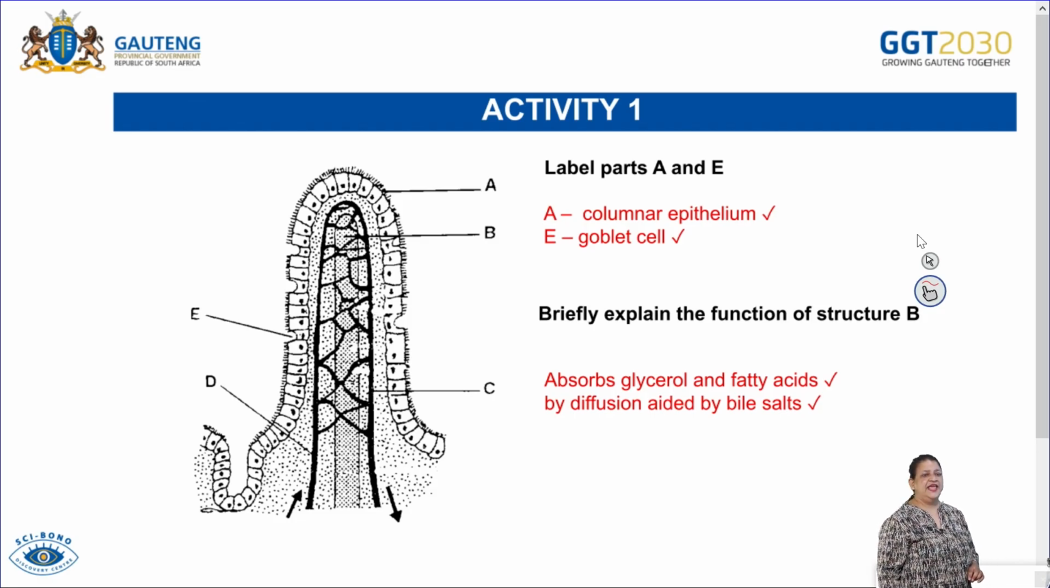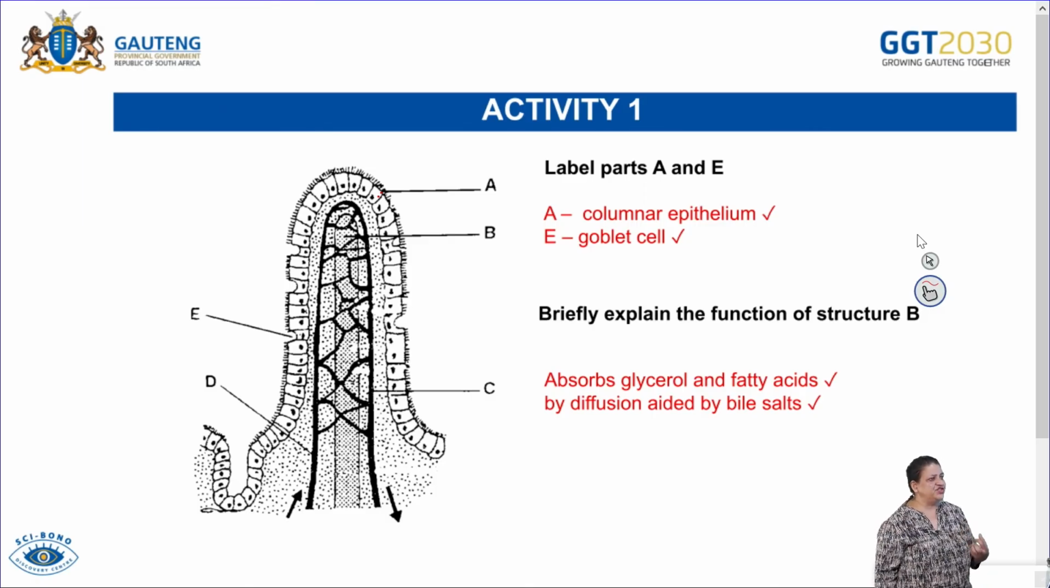Label parts A and E. A is what? Now A here can be pointing to the microvilli, or you could say it's the columnar epithelial cell. It looks like the microvilli, but if they put it a little further there, that's a columnar epithelium. Then E, this indentation here is your goblet cell which secretes mucus.